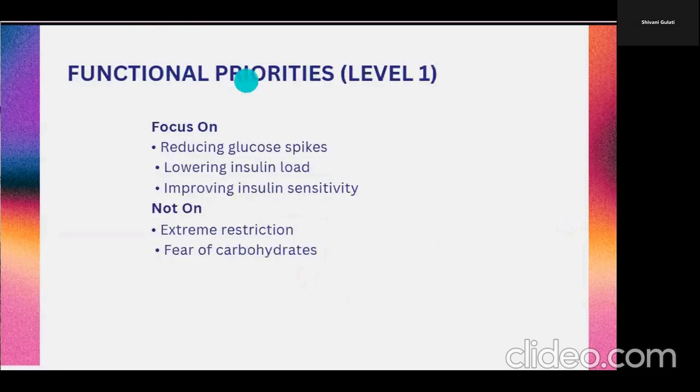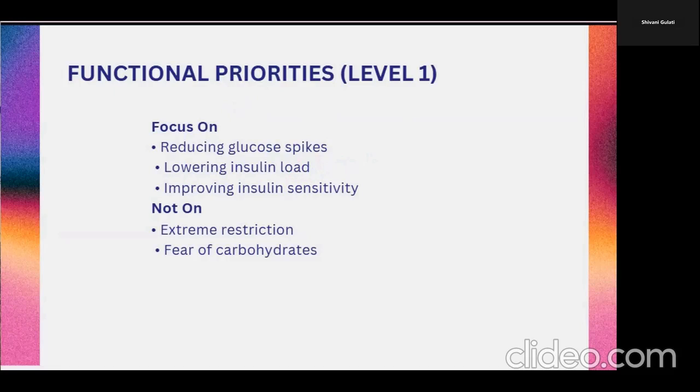Okay. So now let's understand the functional priorities at this level. So the extreme goal here is not the perfection or the extreme dieting. The goal is the signal correction basically. So for that, what we need to do? What to focus on more, rather than focusing on calories only, reducing the glucose spikes by choosing a balanced and better food quality. That is very very important.